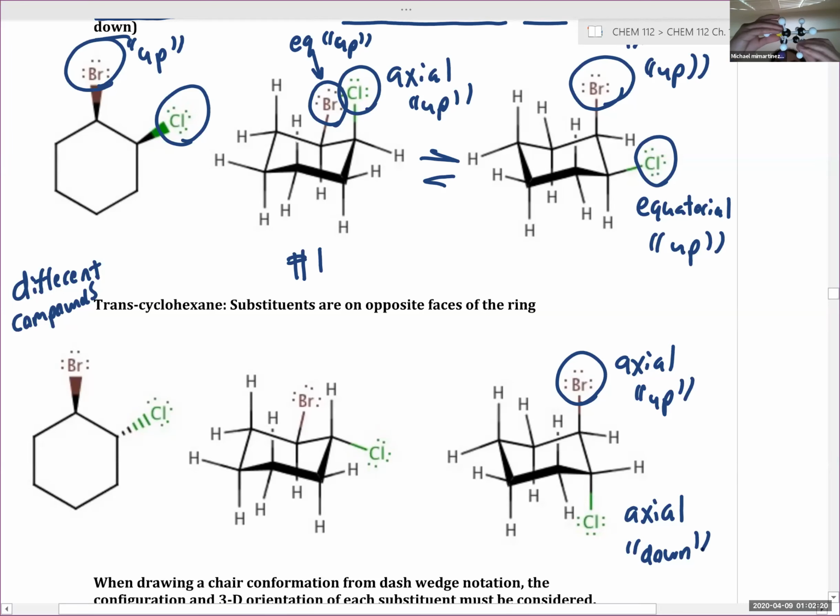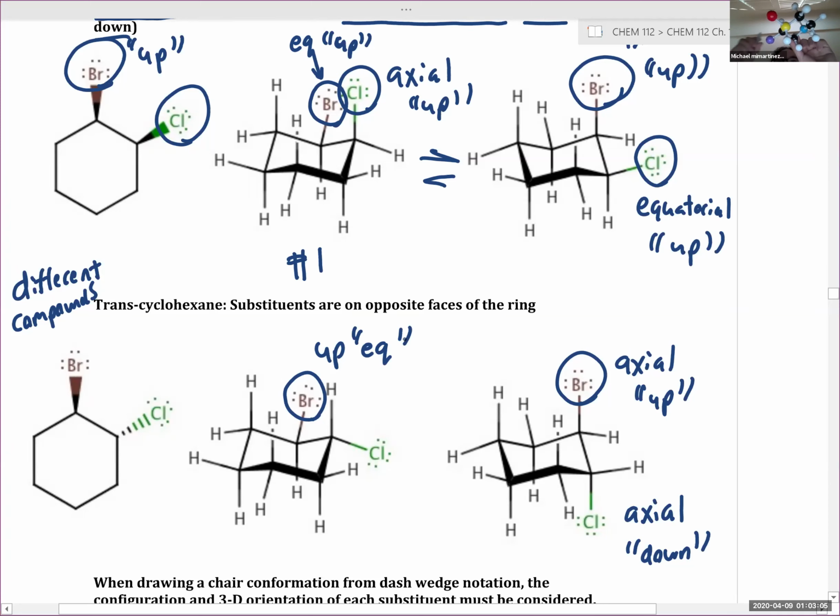Now we're going to undergo a ring flip. So I'm going to bring up my blue carbon and lower my yellow carbon. And at the end of our process, let's try to describe the orientation of our substituents. So looking first at our bromine, is it pointing up or down? Up, yep. And is it in the axial or equatorial position? Yep. So it's up and it's equatorial.